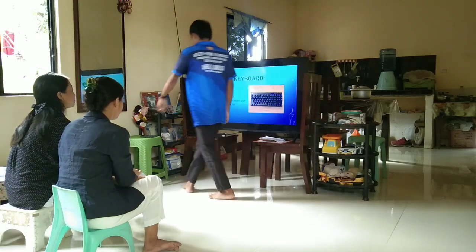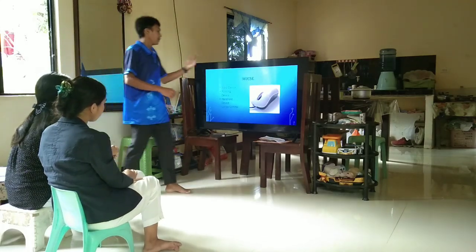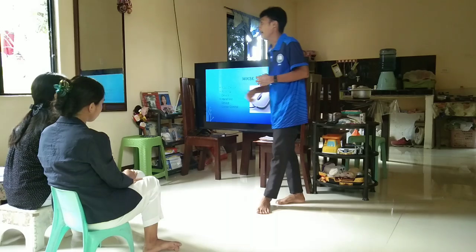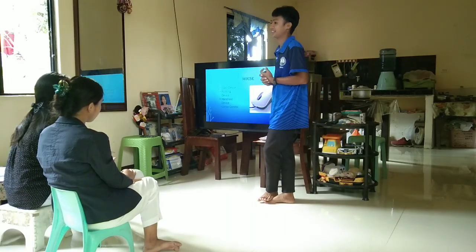Okay, so the last one is the mouse. Okay, the mouse is an input device. Okay, why do you think that the mouse is an input device?